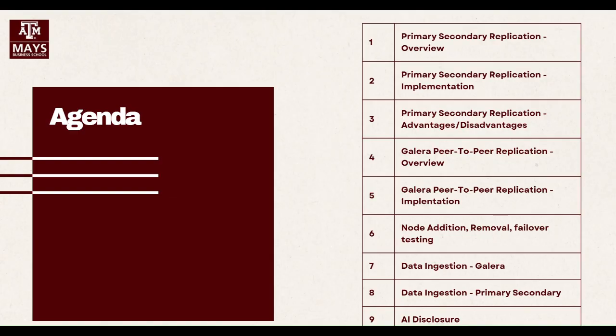of both of them. Then towards the end, I'll ingest some data in the Galera as well as primary-secondary servers from Milestone 1. So the data that we ingested there, I'll ingest the same data, and I will also discuss node addition, removal, and some failover testing for the Galera peer-to-peer replication, and we will end with the AI disclosure.